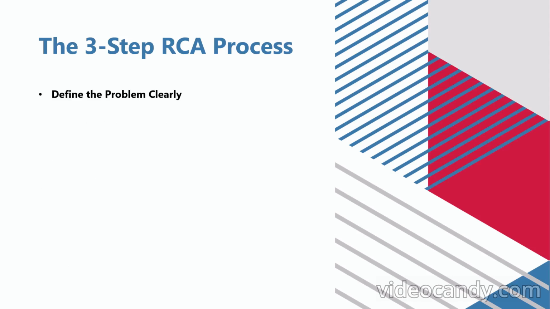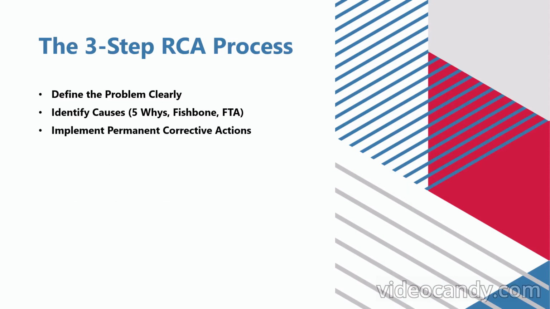So first one is define the problem clearly. Second one is identify causes using 5 Whys, Fishbone, and FTA diagrams, which is fault tree analysis. Third one is implement permanent corrective actions. In their essence, these three contain a whole paradigm, and we should discuss them at length, and I'll try to make a video on each one of these.